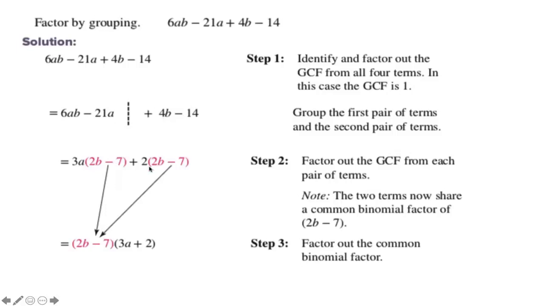Now this is the next step. I notice that there's something in common in both of these: 2b minus 7 is common, so I pull that out of both, and what I have left is 3a and a 2 over here. Factoring by grouping only works if, once I divide into two parts and take the GCF of both, I get something that is in common. If I don't have something in common here, then this process doesn't work.